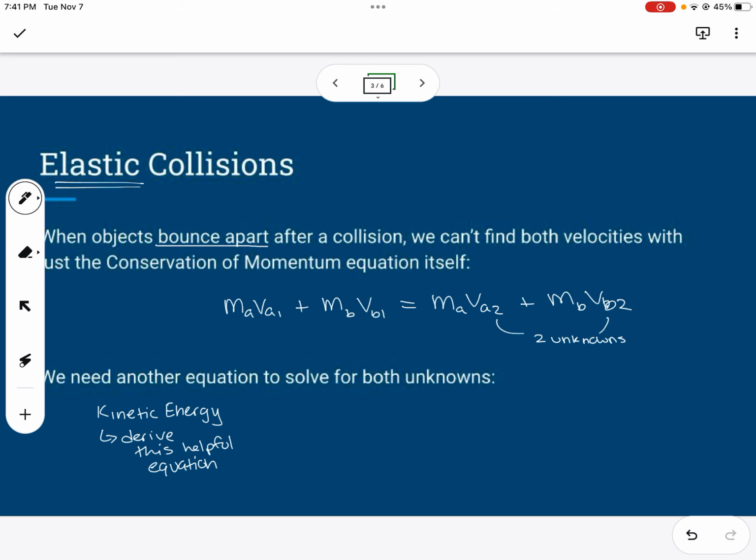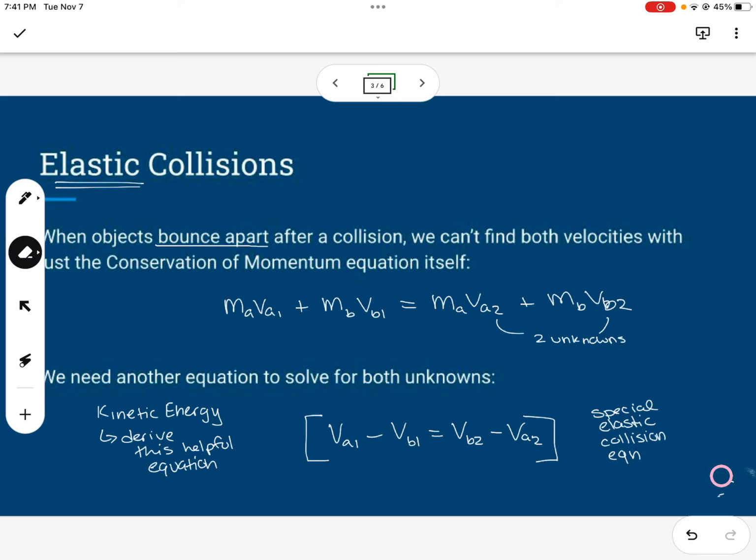So here's your equation for elastic collisions. VA1 minus VB1 equals VB2 minus VA2. And right now, I am just telling you this equation is our special elastic collision equation. We derive it based on energy equations. For right now, in this chapter, we're going to say, hey, I know this equation works, it exists, and we're going to solve some of our problems here, and we're going to tie everything back together.